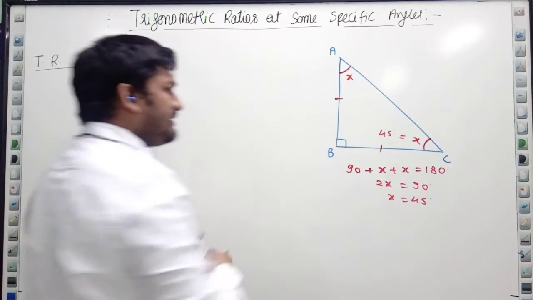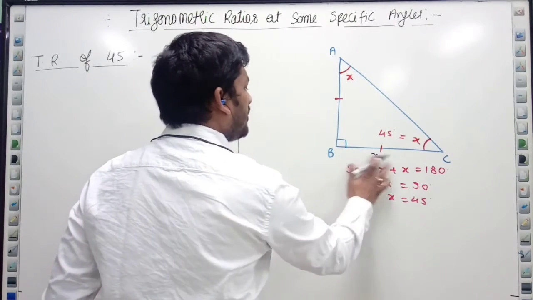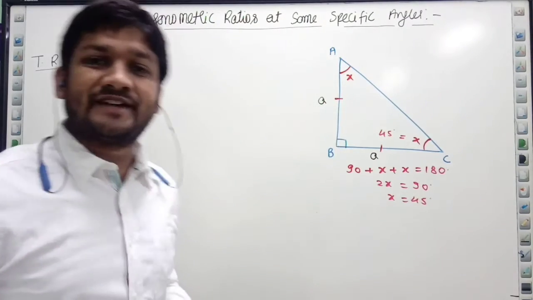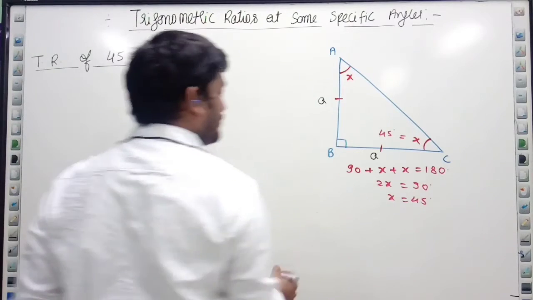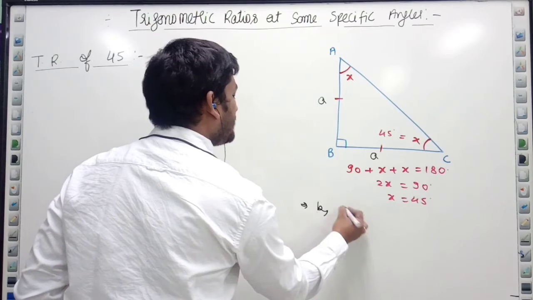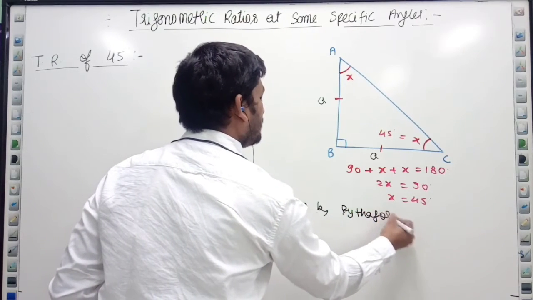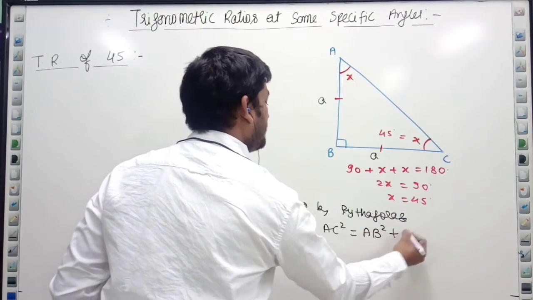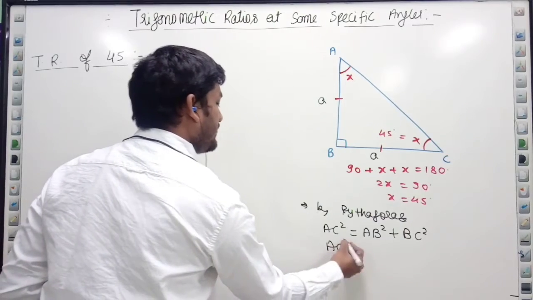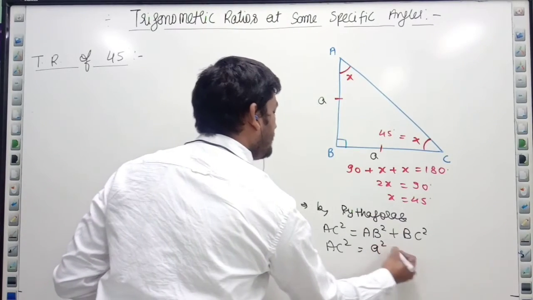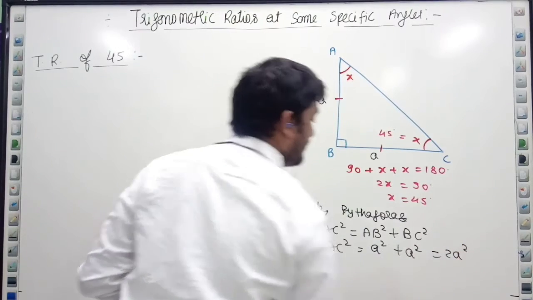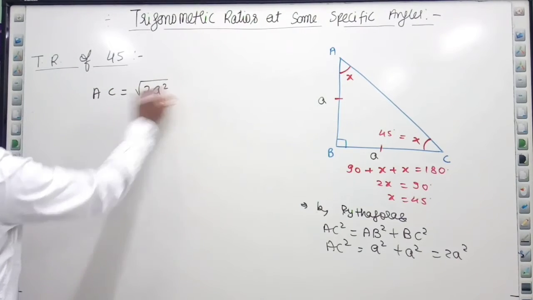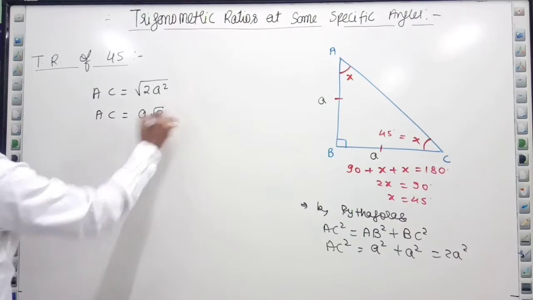Now, if I let the side be a, this will also be a, because it is an isosceles triangle. Now if I apply the Pythagoras theorem, can I write AC square equal to AB square plus BC square. So AC square is A square plus A square, that is 2A square. So AC is equal to under root 2A square, AC equal to A root 2.